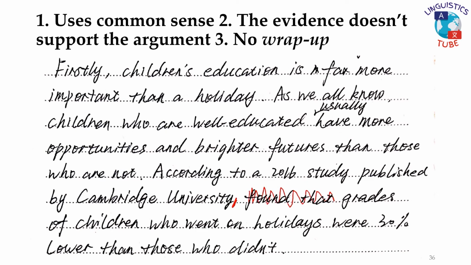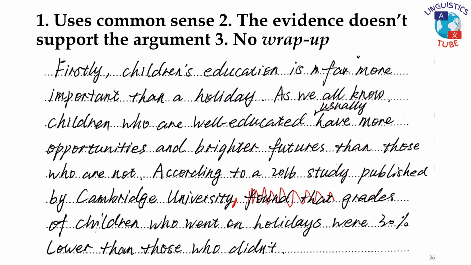However, I cannot find a direct logical connection between the argument that people with more education have brighter futures and the evidence that your grades are lower if you go on holiday. There is an indirect association here, but it is not strong enough to support this argument.